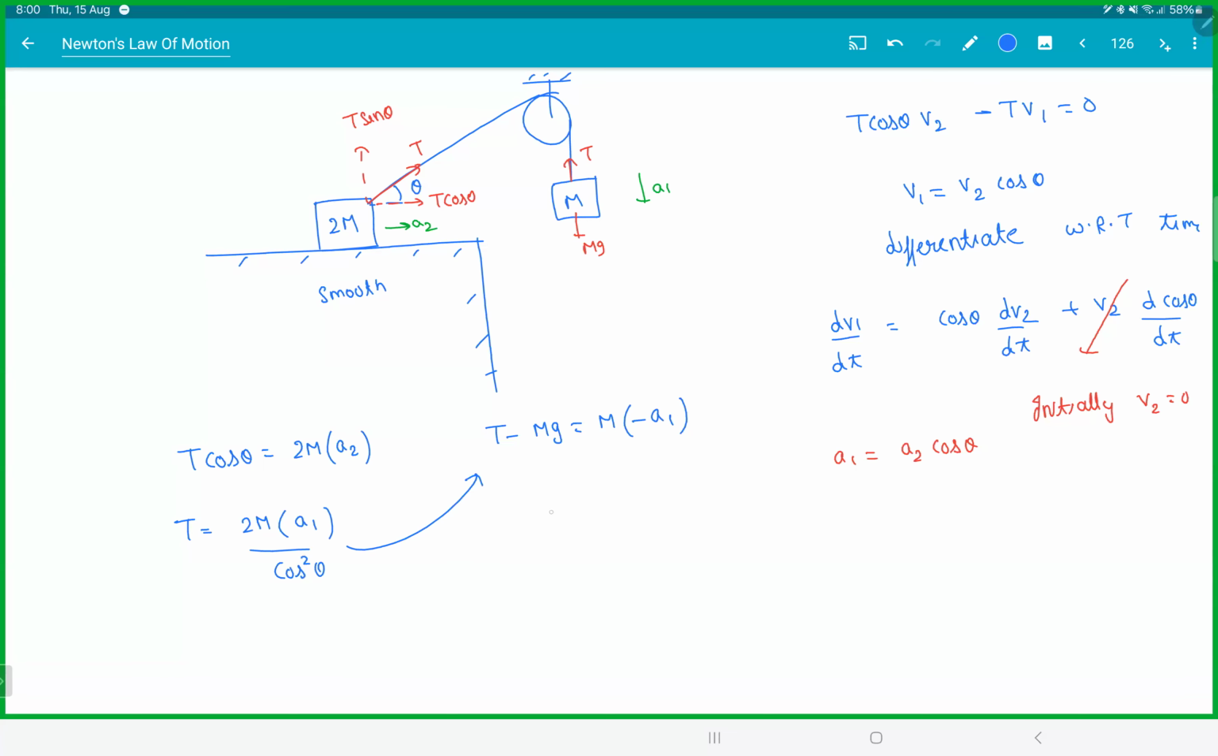Take this and substitute here. 2mA1 cos square theta plus mA1 is equal to mg. A1 is equal to g cos square theta by 2 plus cos square theta. That's your answer. Once A1 comes, A2 will also come.